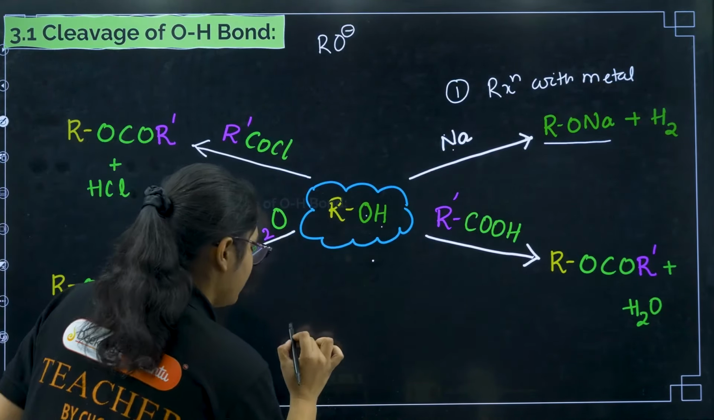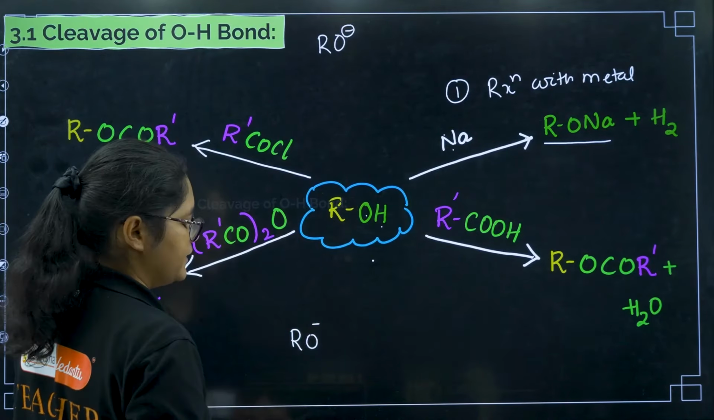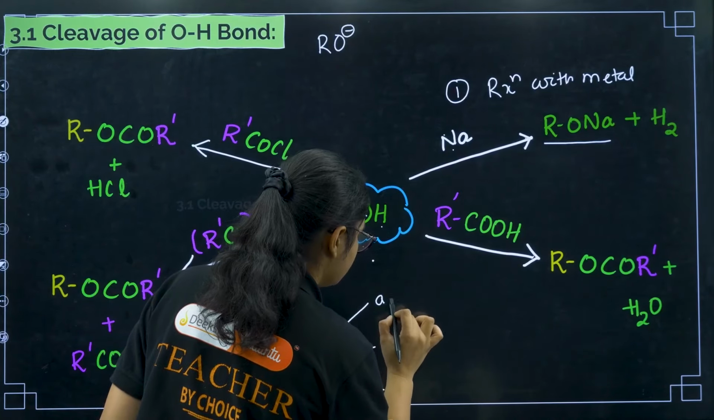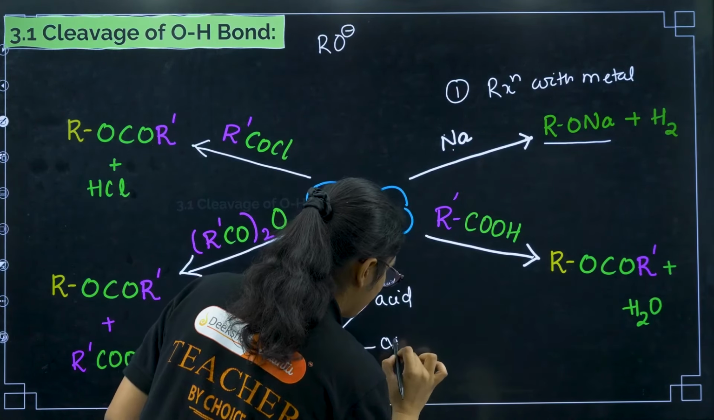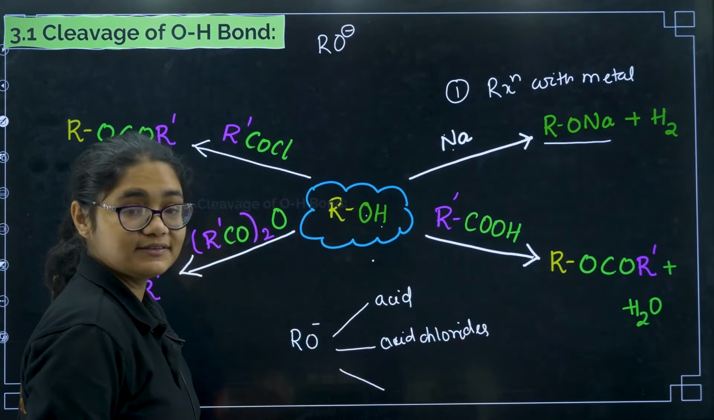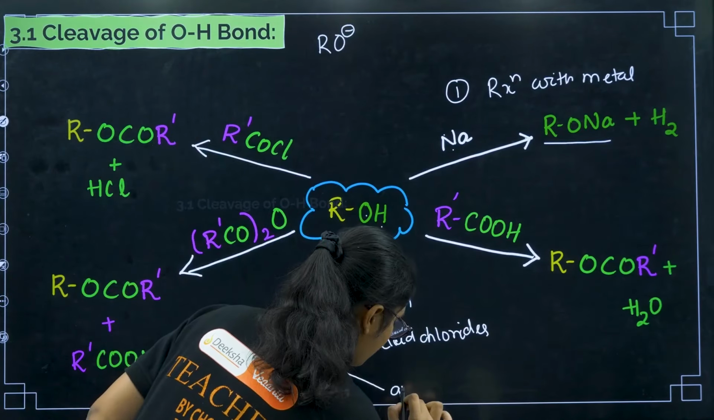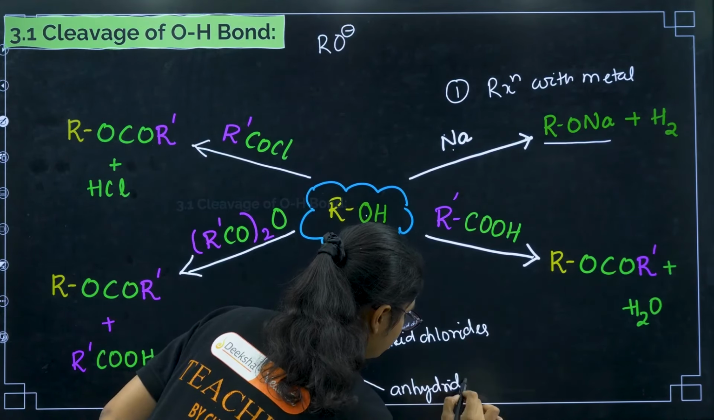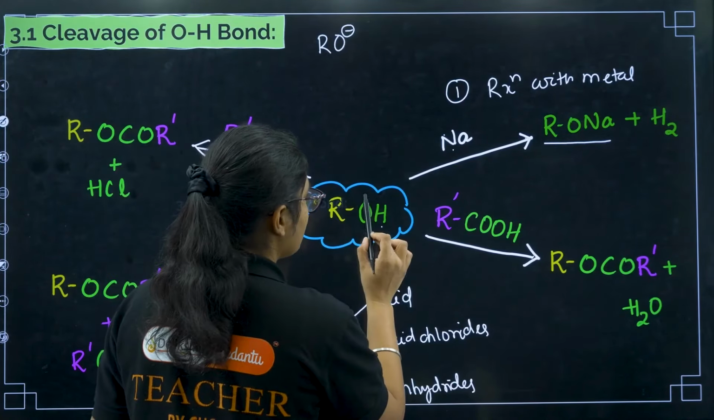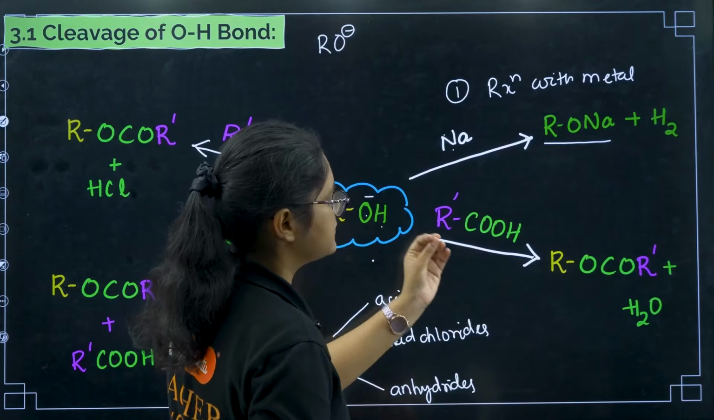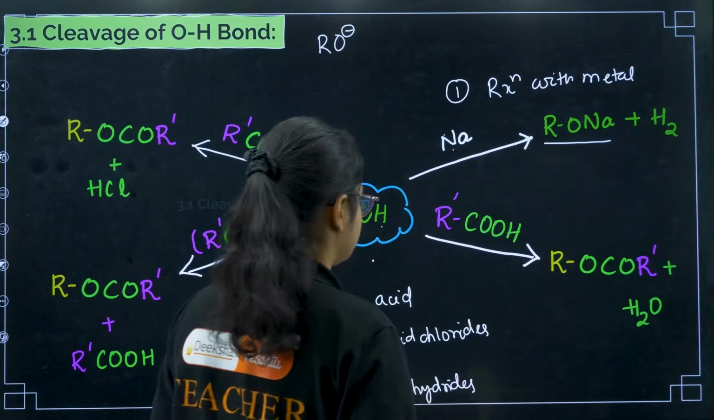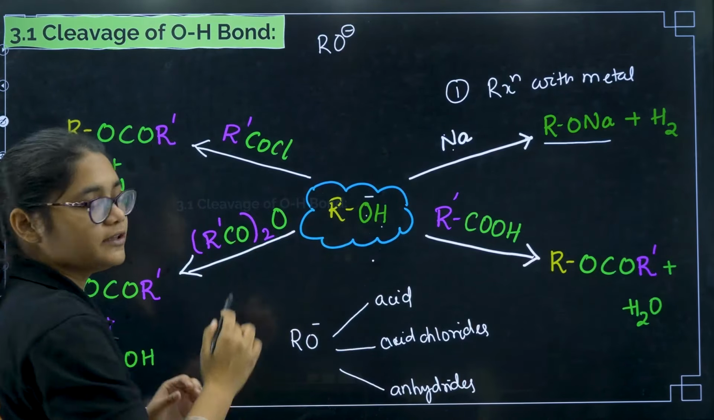The second one is your esterification reaction. So ROH, or I can write RO minus, can react with three things to give you esters. The first one is your acid, second one is acid chlorides, and third one is anhydrides. Anhydride mechanism is not asked, but basically you have to understand it like this. Here RO minus will attack on this one and this bond will break. Similarly with anhydrides, similarly with acid chloride.